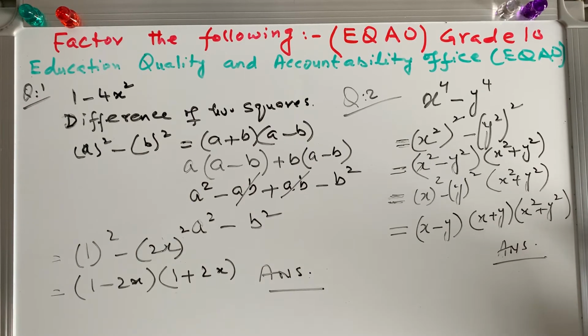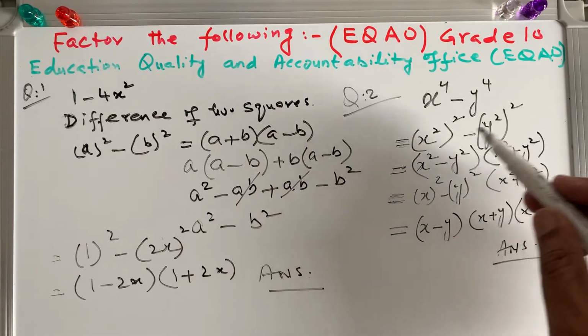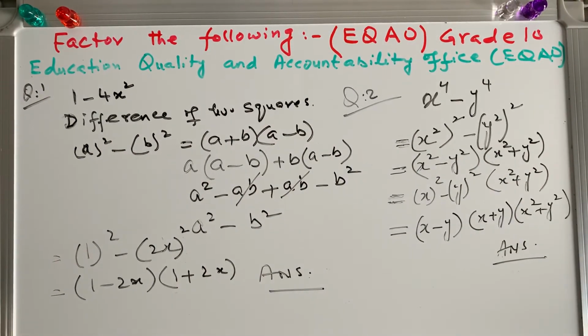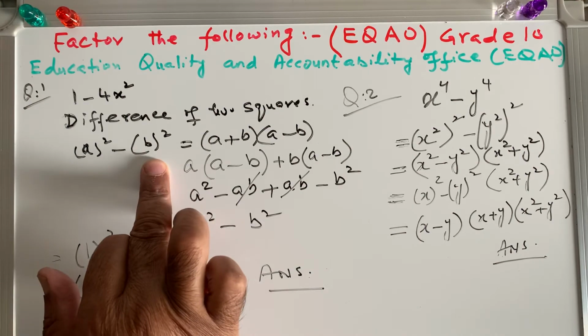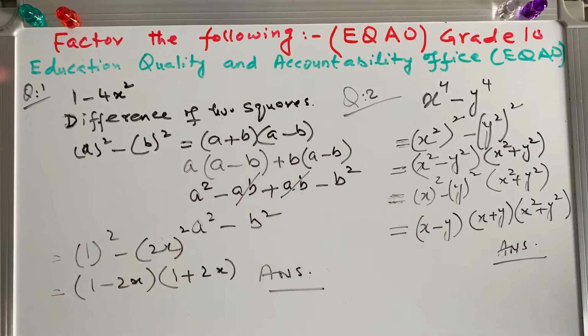Sometimes they say factor it, or sometimes they say simplify it, but you have to see that if you can make it a difference of two squares, please do so and make it like 1 time plus, 1 time minus. So a whole square minus b whole square is equal to a plus b times a minus b.